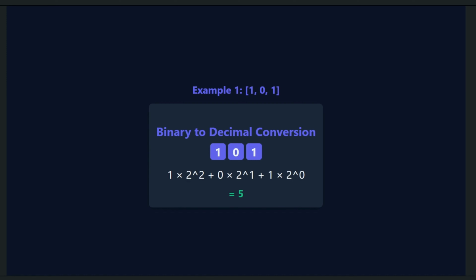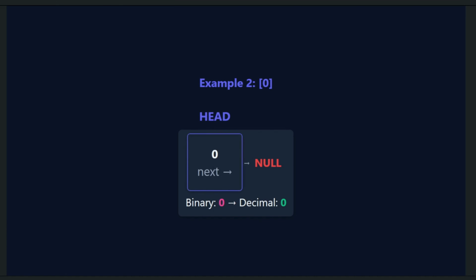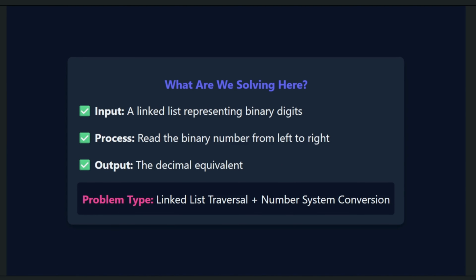Let's work through our first example step by step. We have the binary number 101. Watch carefully as we convert this to decimal. The rightmost 1 is in position 0, so that's 1 times 2 to the power of 0, which equals 1. The middle 0 is in position 1, so that's 0 times 2 to the power of 1, which equals 0. The leftmost 1 is in position 2, so that's 1 times 2 to the power of 2, which equals 4. Adding them all up, 4 plus 0 plus 1 equals 5. Always remember to consider the simplest possible inputs when solving problems.